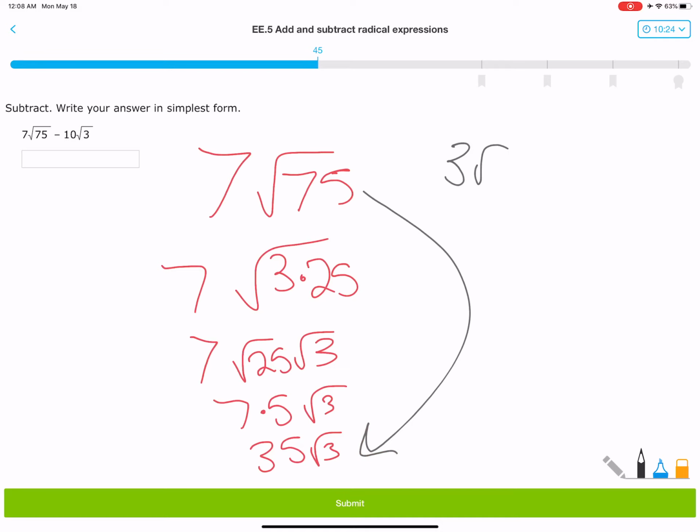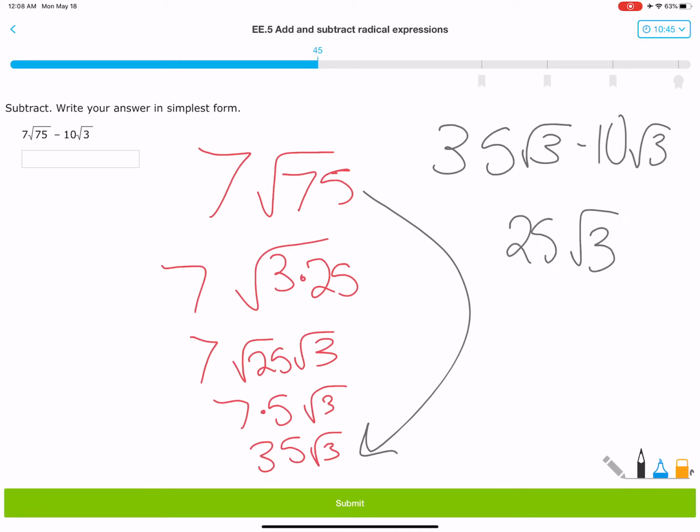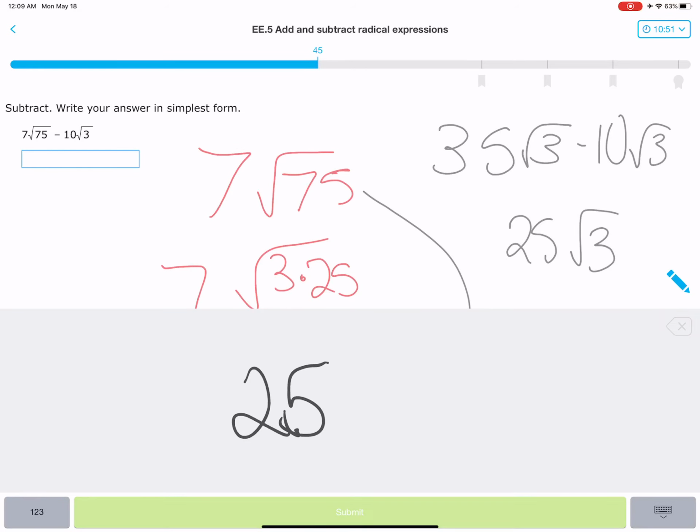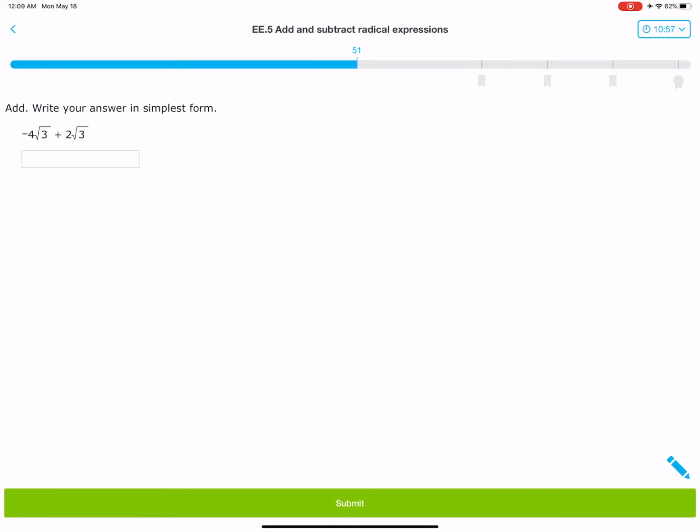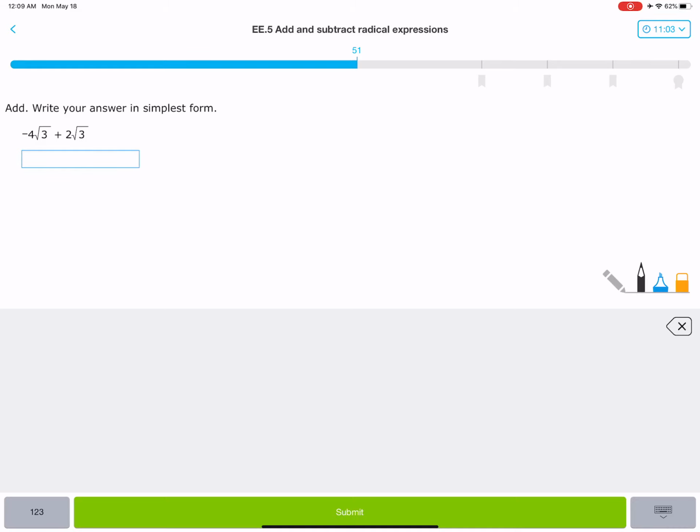So we have 35 square root of 3 minus 10 square root of 3. We get 25 square root of 3. And we keep going. Negative 4 plus 2 is negative 2 square root of 3.